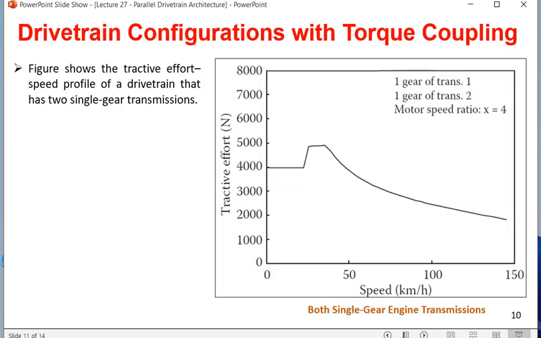This is a system where first gear of transmission 1 and first gear of transmission 2, here motor speed ratio is x equal to 4. So in this case there are multi-gear systems. Though we have said multi-gear systems are not much sought after, because in this case we have to have too much control of the gears, and generally the driver gets irritated controlling two gears.